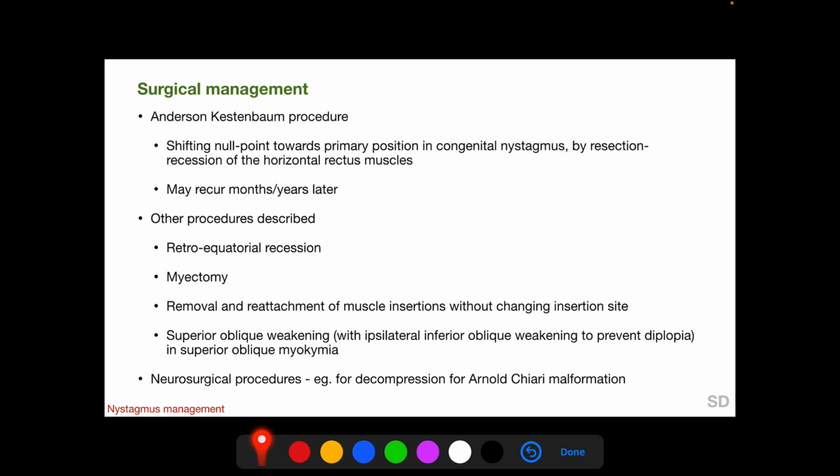Other procedures which have been described for spontaneous eye movements all involve weakening the extraocular muscles, and they include retroequatorial recession, myectomy, removal and reattachment of the muscle insertions without changing the insertion site, and superior oblique weakening in superior oblique myokymia. And if we can identify a neurological lesion for the spontaneous eye movement, a neurosurgical procedure can also be performed.